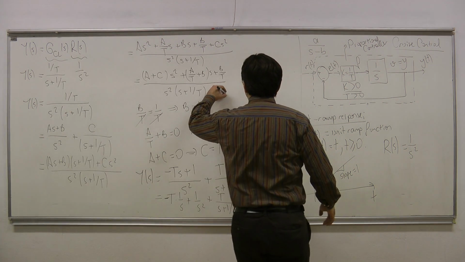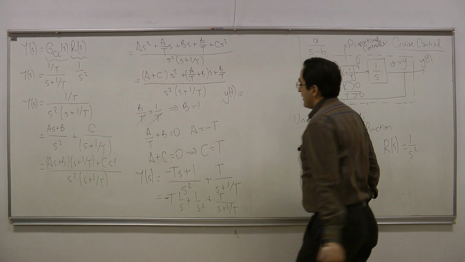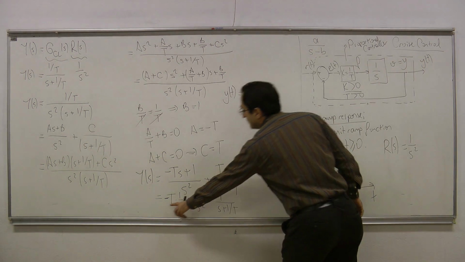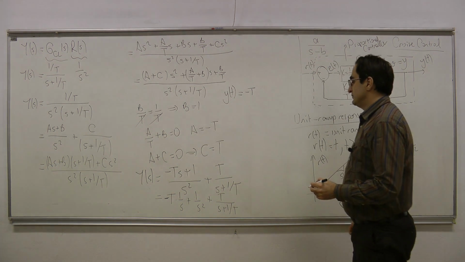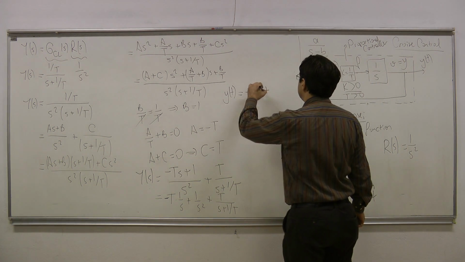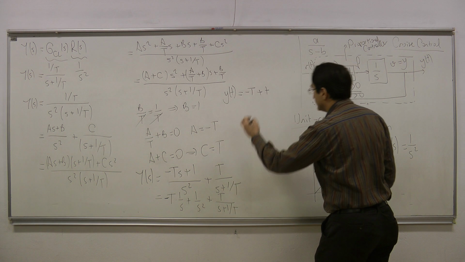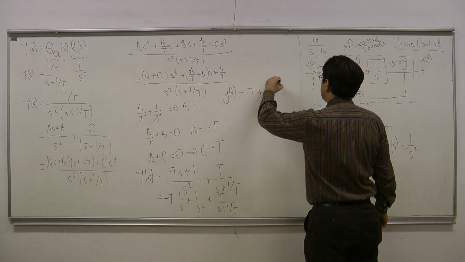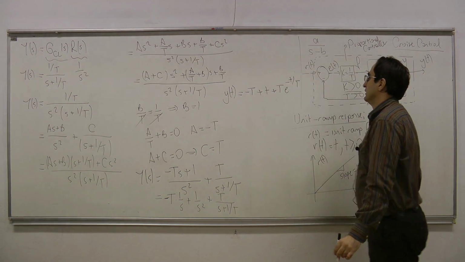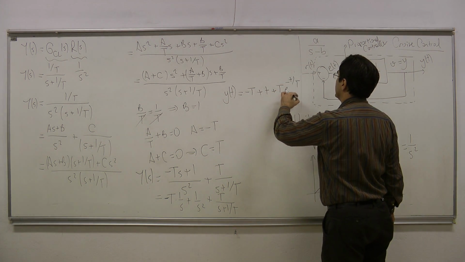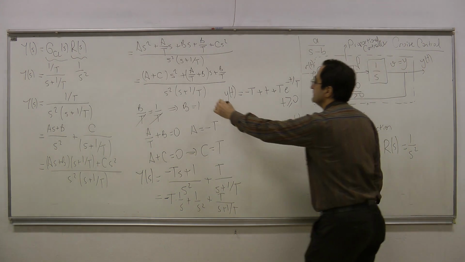So let us write y of t here. y of t is minus T times the unit step, which is 1, plus t, and plus capital T times e to the minus t over capital T. This is true for t larger than or equal to 0. All right?